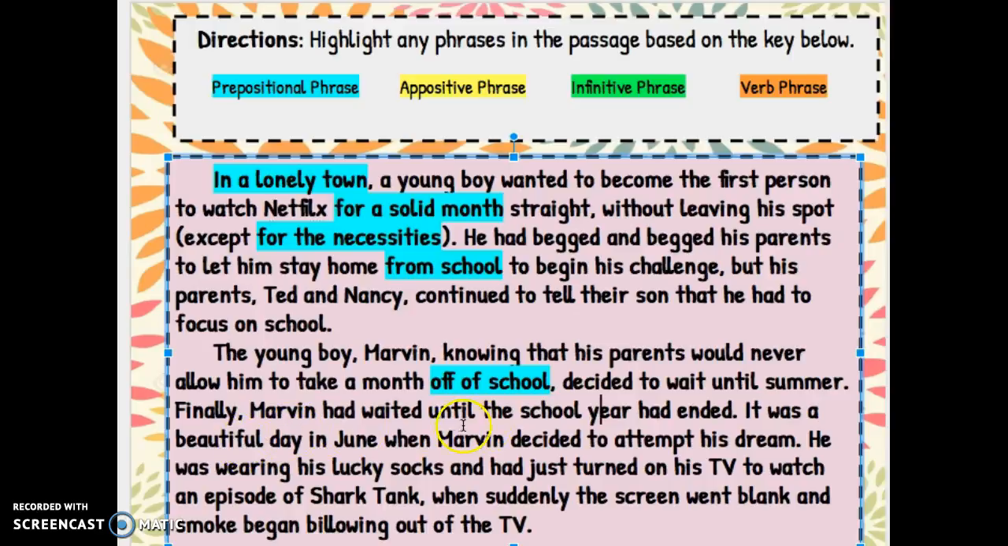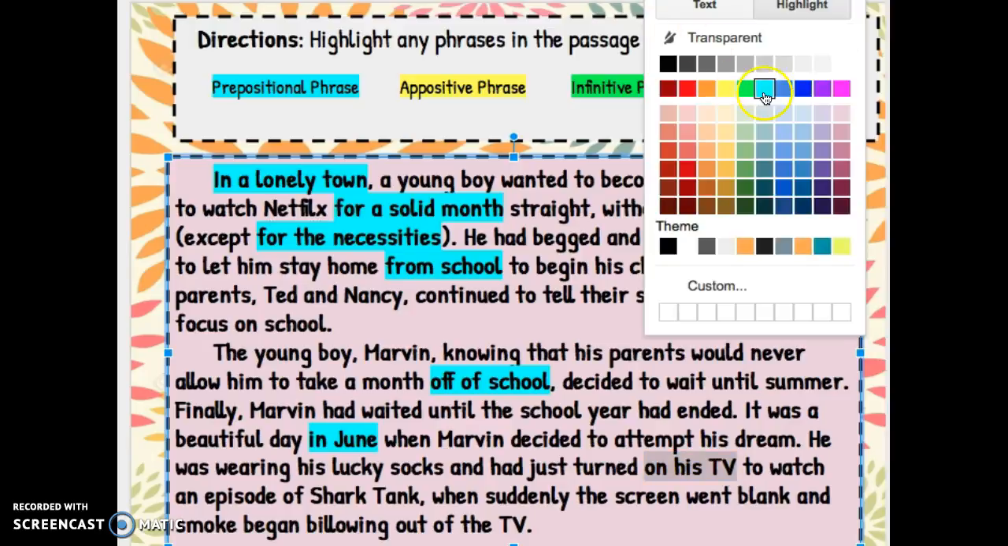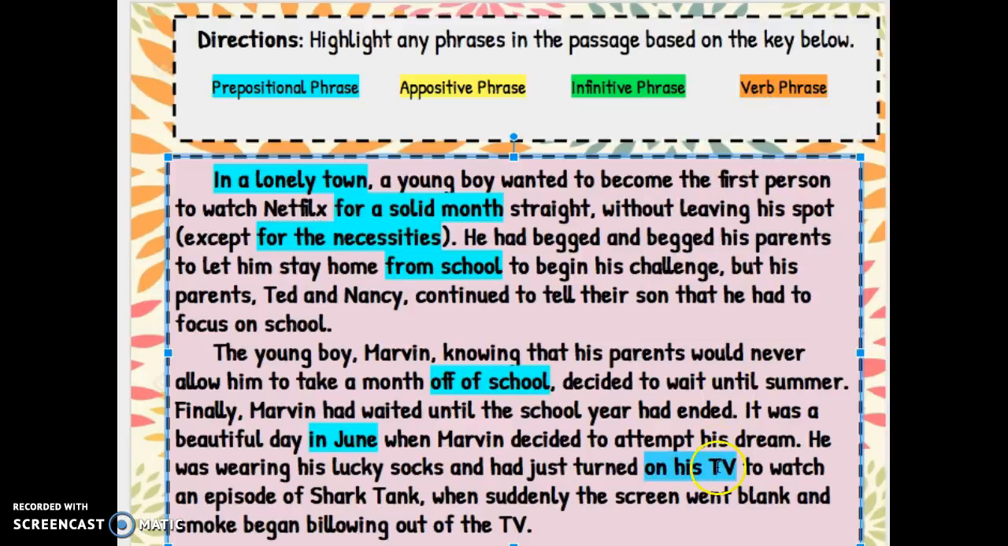Finally, Marvin had waited until the school year had ended. It was a beautiful day in June, so in is a preposition, June is going to be my noun, when Marvin decided to attempt his dream. He was wearing his lucky socks and had just turned on his TV. So on his TV, on is a preposition, his is a modifier, TV is my noun.